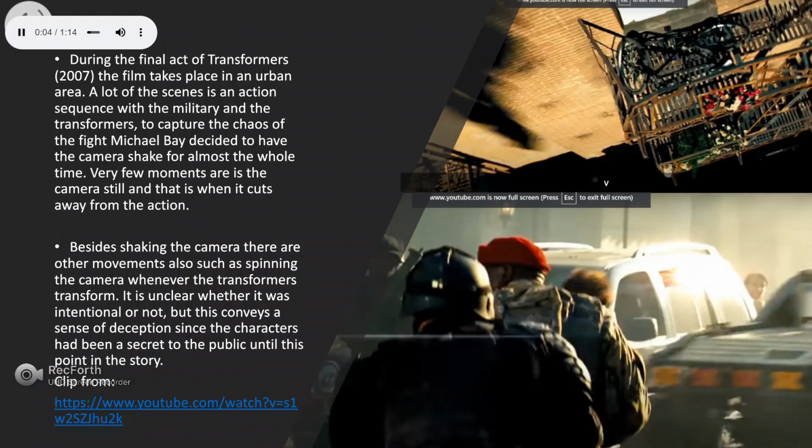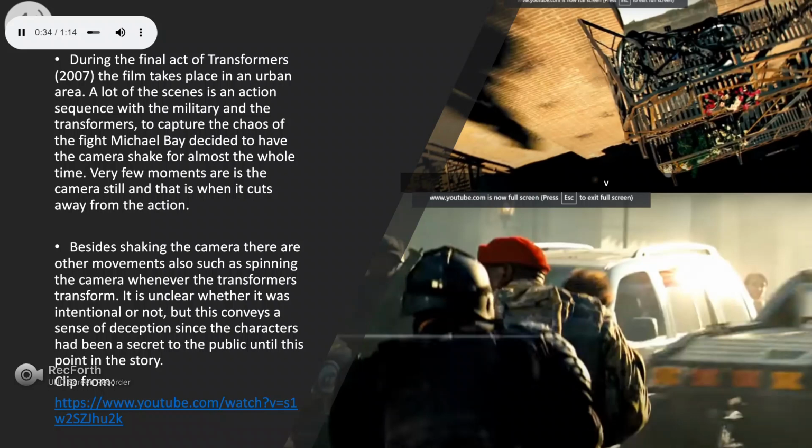During the final action sequence in Michael Bay's Transformers, a lot of the scenes take place in an urban area with the military and the Transformers occupying that space. Michael Bay uses a lot of shaky camera to convey the chaos that is happening around the public. This is amongst all the sweeping shots and cuts used during this sequence.